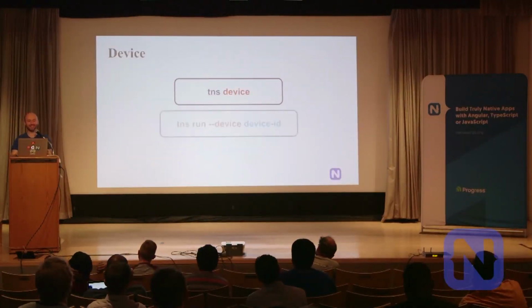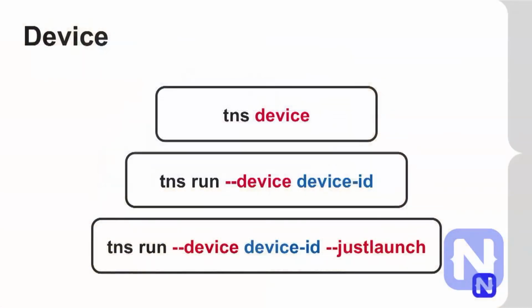Yay, works. All right. So just to recap, if you use tns device together with tns run --device, you can select which device you want to run. And you can also mix and match the flags. So you could do --device with the ID, and then --justlaunch, or any other flags that we have, and it will work pretty nicely.